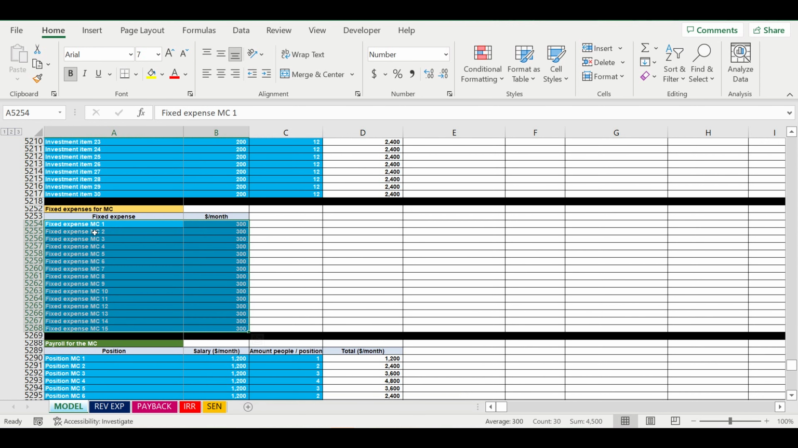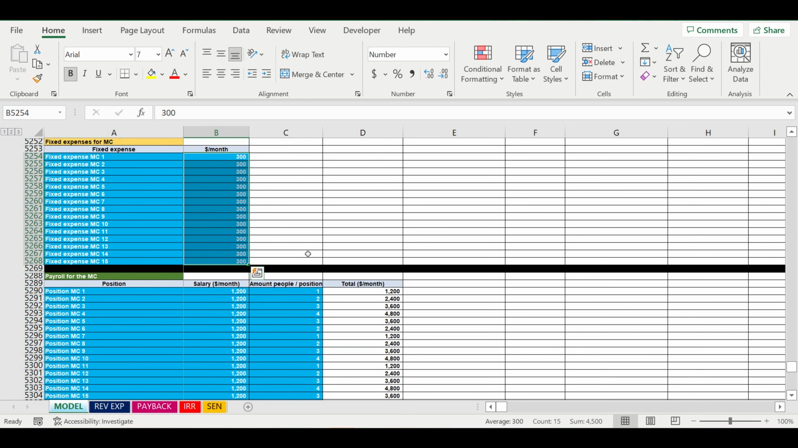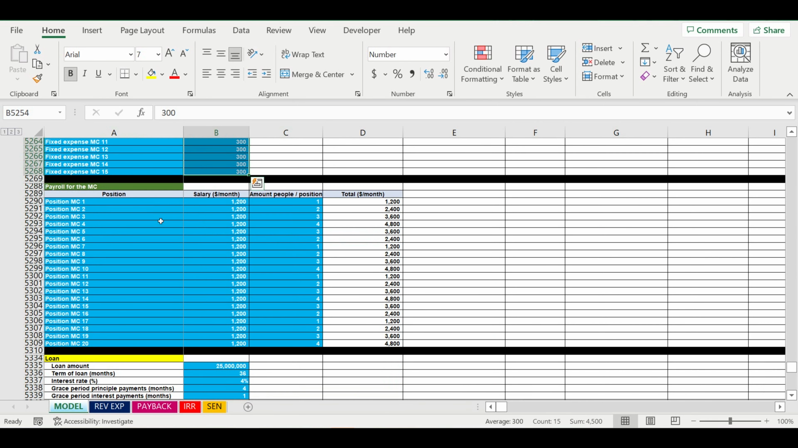Here we specify what they are, and then we specify how much we pay as a fixed cost during the operating activity of our project. Then we move to the payroll of the management company. Here we specify positions, salaries, and amount of people on different positions.